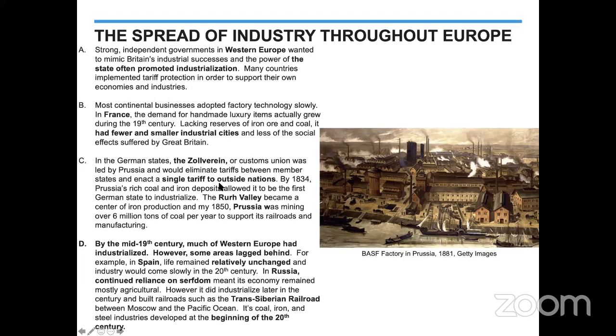By 1834, Prussia has rich coal and iron deposits, and it is going to start to industrialize. The Ruhr Valley will become a center of iron production, and by 1850, Prussia is going to be mining over 6 million tons of coal per year to support its railroads and its manufacturing. There's a picture on the right from the end of the 19th century of factories. If you looked at a rendering of Manchester, you might see a very similar-looking picture.